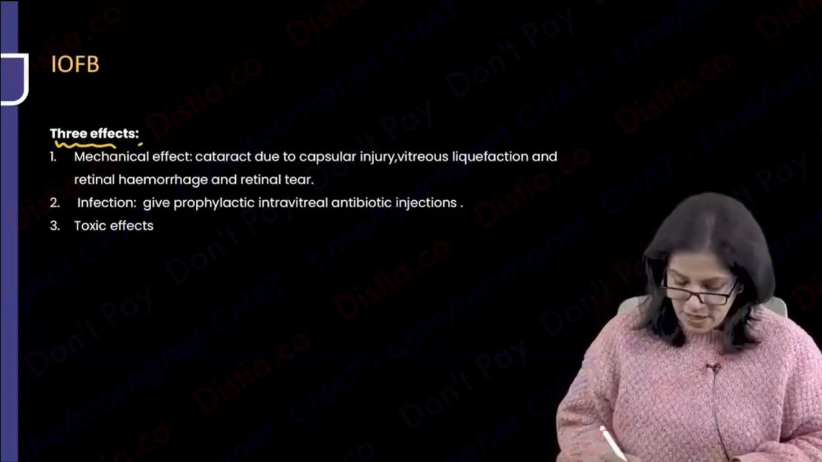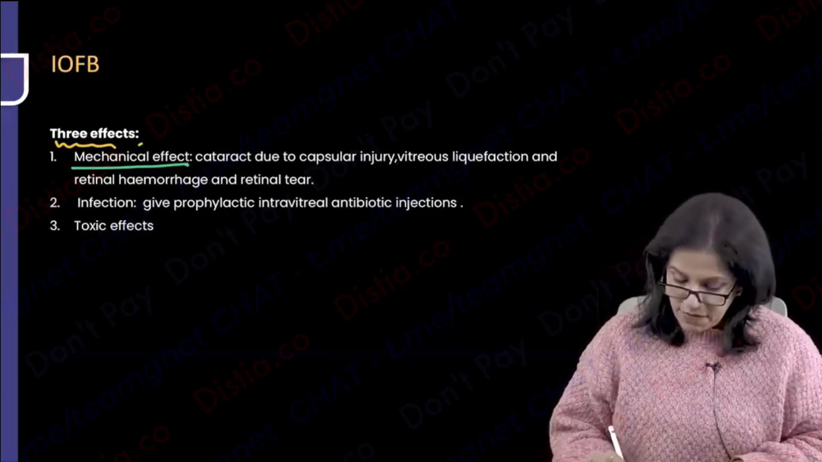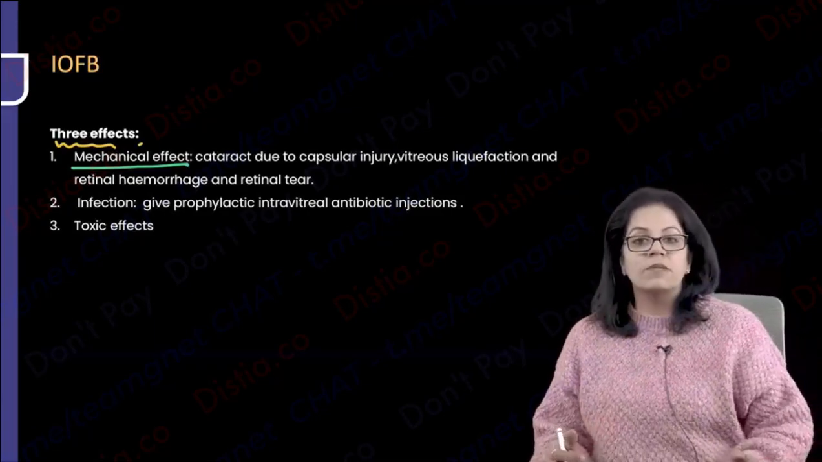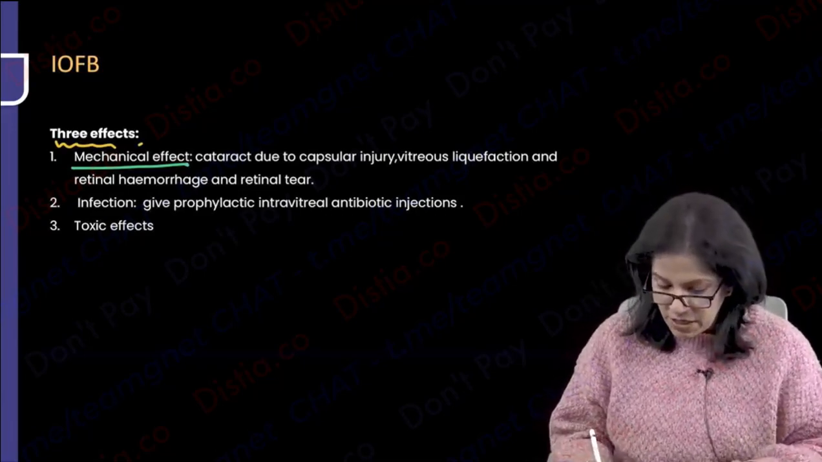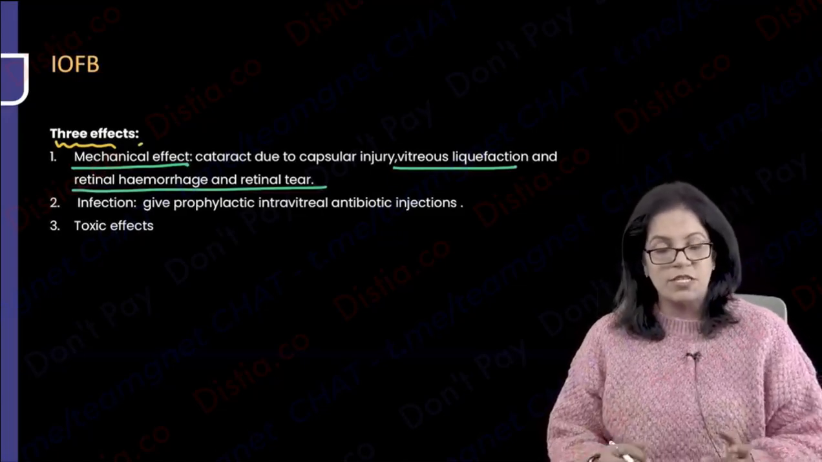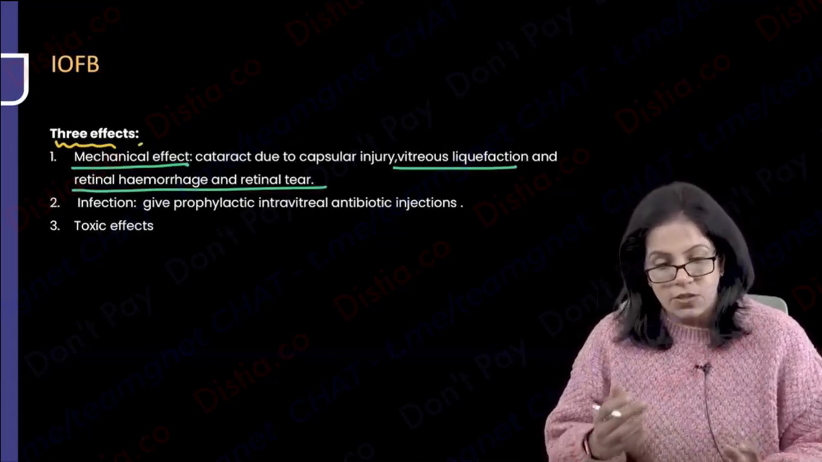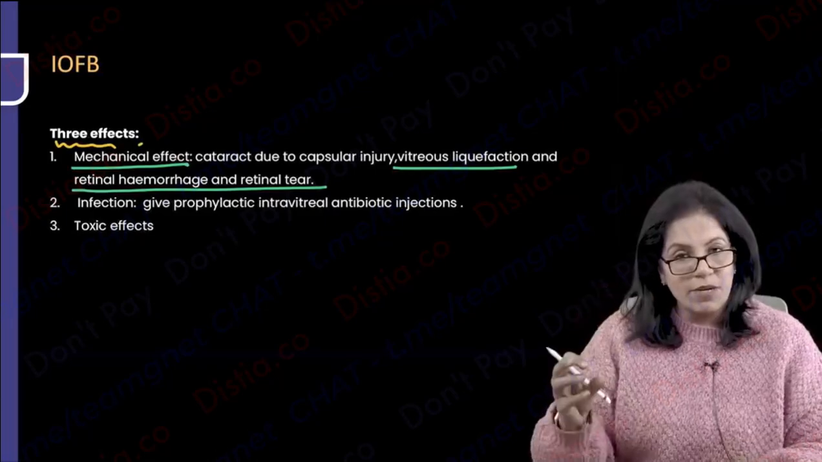Can we write together, please? What are the three effects? Write down mechanical effect. Like for example, cataract can happen due to any capsular injury, or vitreous liquefaction can happen, retinal hemorrhage, retinal tear. As we just saw, it can even lead to different types of retinal detachments, right? So, mechanical effects because of that foreign body inside.